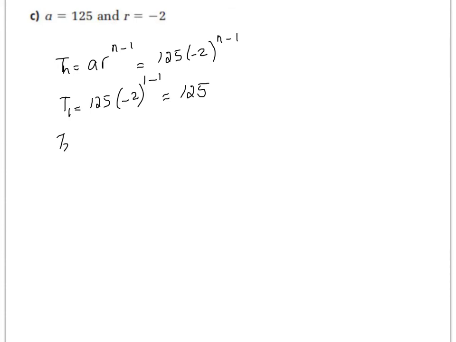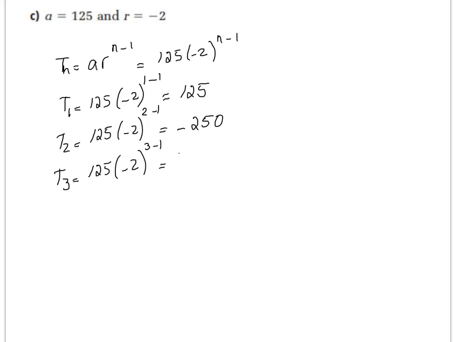The next term, t2, is going to be 125 times negative 2 exponent 2 minus 1. Now 2 minus 1 is 1, so negative 2 exponent 1 is negative 2 times 125 is negative 250. And the third term is 125 times negative 2 exponent 3 minus 1, which is 125 times negative 2 exponent 2. Negative 2 exponent 2 is 4, so it's going to be 125 times 4, which is going to give us 500.